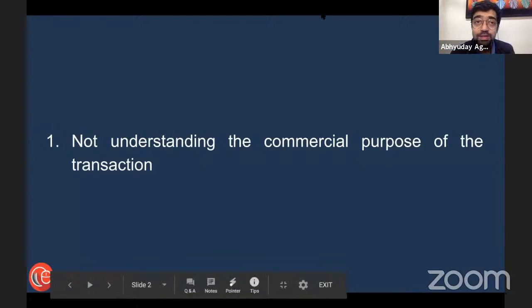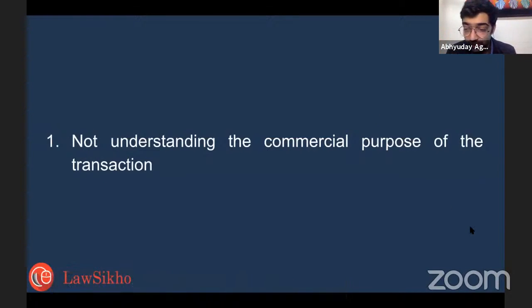So not understanding the, now what did I mean here? When you've not understood the sector specific jargon and you don't understand the commercial purpose of the transaction, then what will happen is that your drafting and review exercises will be incomplete. And by the way, when you work on a real contract, there is a lot of contract and business specific information that goes in.